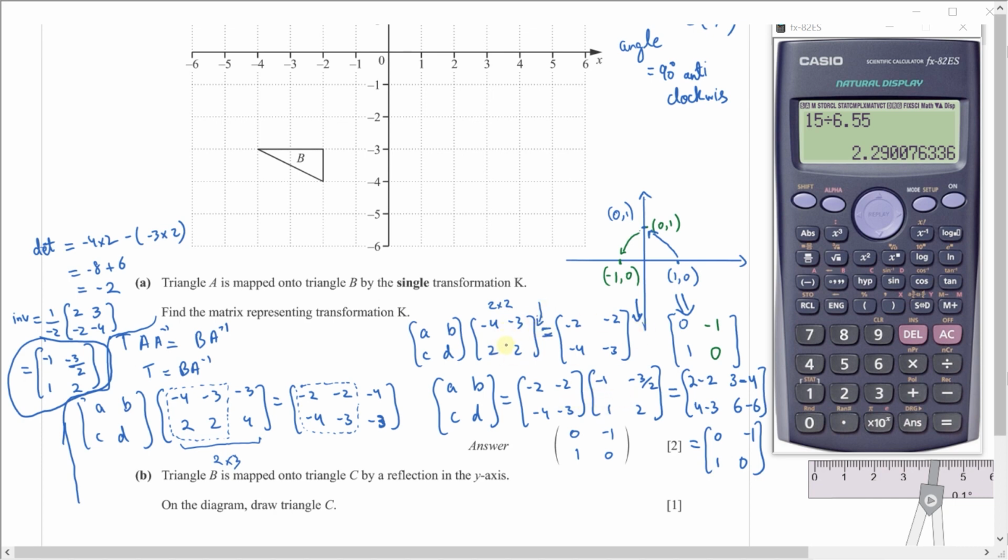So you applied the inverse of this matrix here, and then when you multiply these two, you get ABCD, which is 0, minus 1, 1, and 0. So both methods will give you the same answer.